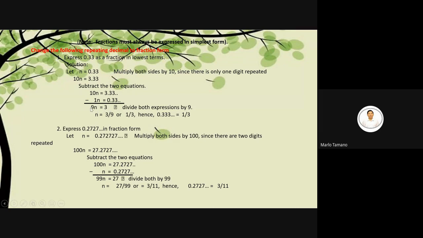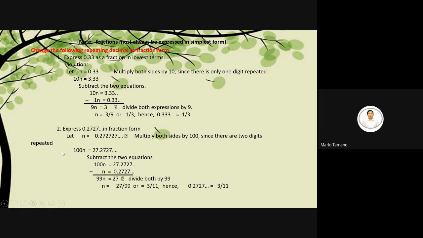Para matanggal yung 9, we will divide both sides of the equation. Divide both sides of the expression by 9. So 9 divided by 9 is 1. 1n na lang po ang natira. Ito na yon. Tapos 3 over 9. Ito na po yon. Ilo-lowest term yung 3 over 9, that is 1/3. Hence, 0.3333 ay pareho ng 1/3. Naintindihan? Ulitin ko, yung 0.333 ay pareho ng 1/3.